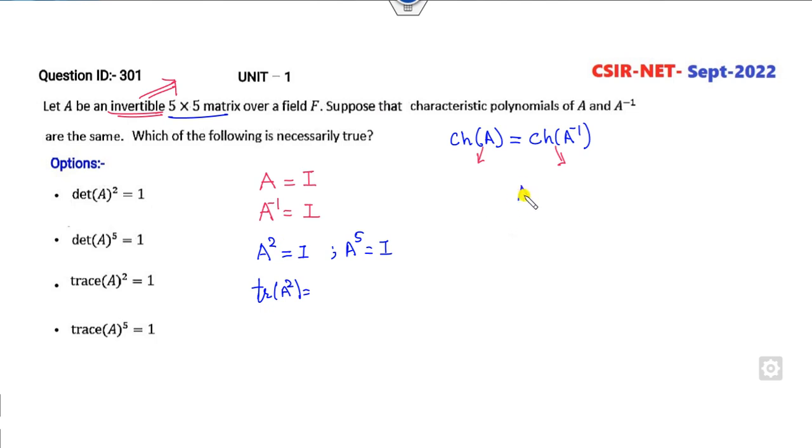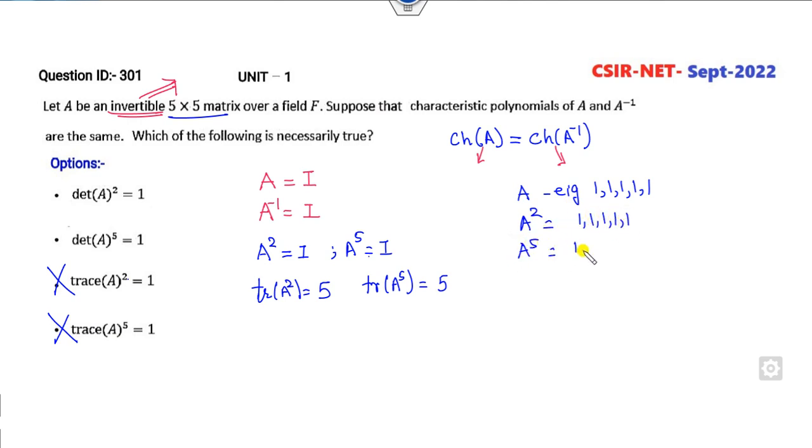What is the eigenvalue of A? The eigenvalues of A are 1, 1, 1, 1, 1. So what are the eigenvalues of A square? Again 1, 1, 1. So the trace will be 5, but he said the trace will be 1. Cancel out. Again, what is the trace of A raised to power 5? It is 5. This will also cancel out. Eigenvalues of A raised to power 5 are also 1, 1. So the determinants are the same, but our target is to cancel the options.